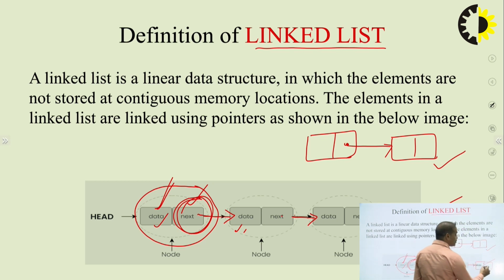This is the last node of the list, so this part contains data and the last part contains null. Null means there is no next node. So this method is used to represent the linked list inside the memory.